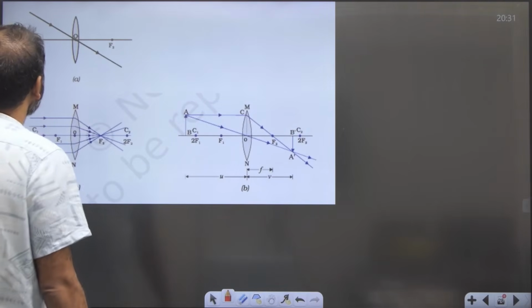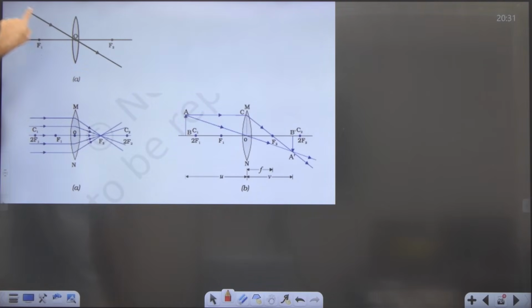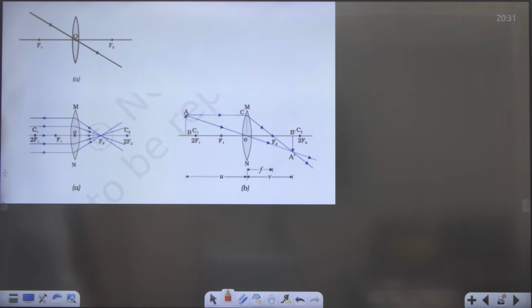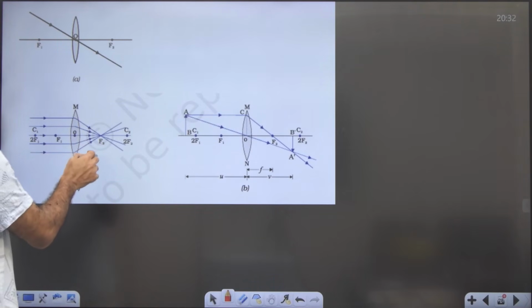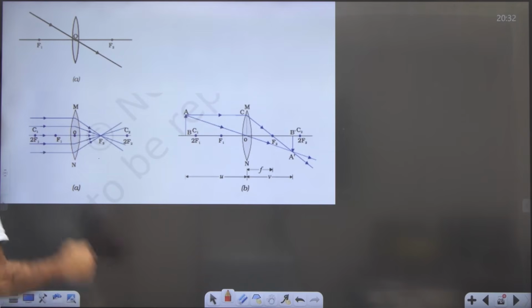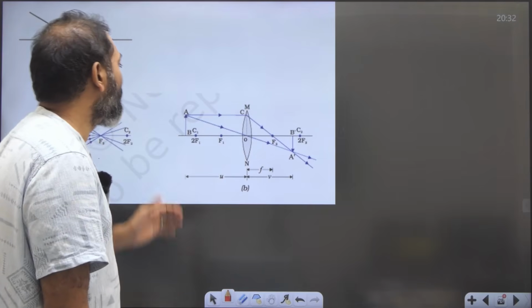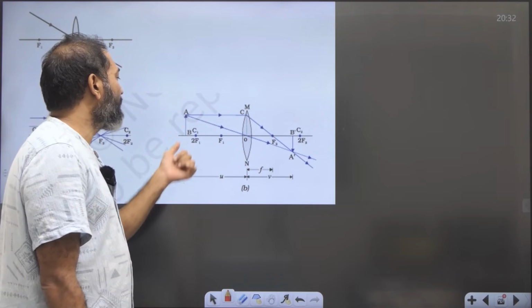Now, passing through the optical center means what? It will go without any deviation because it is falling along the normal, so no refraction. So again, the converging action of a convex lens. Here is the image formation of a convex lens.